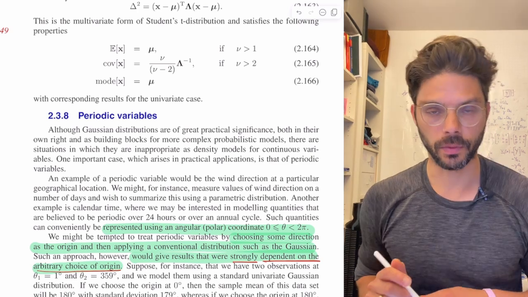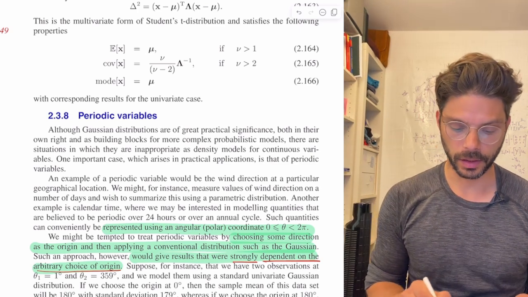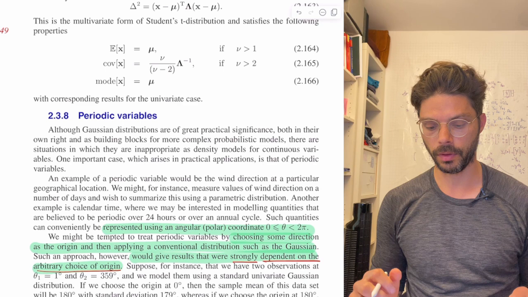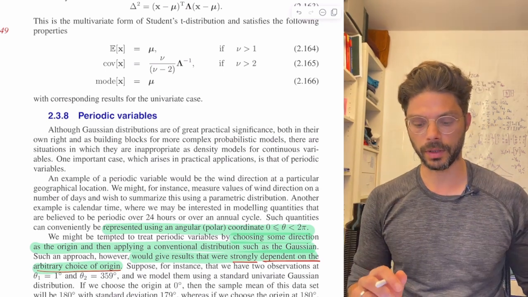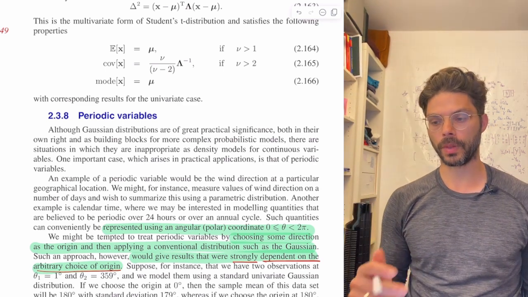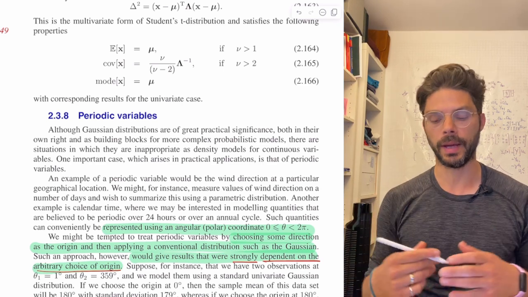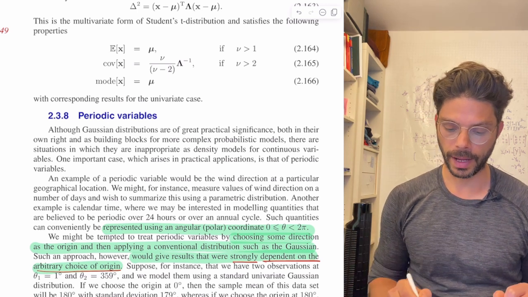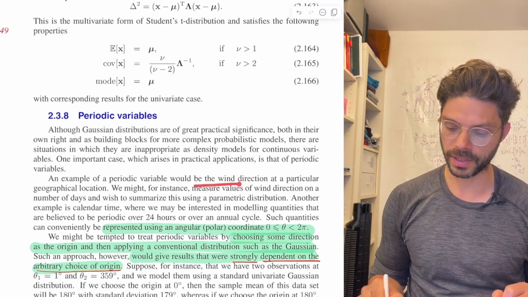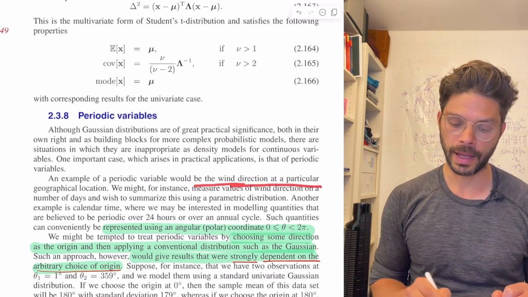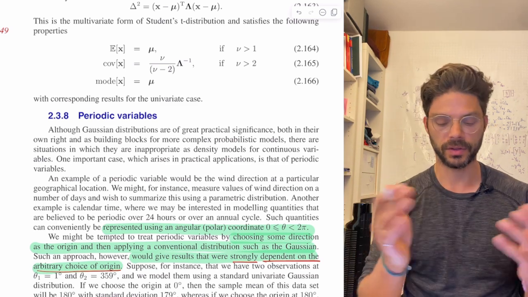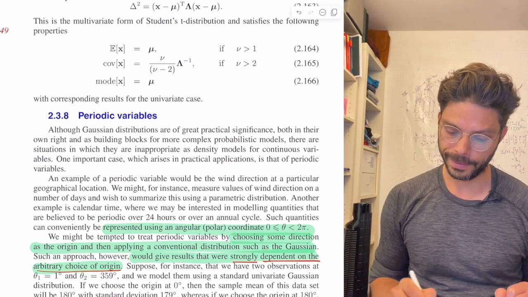Hi folks, we are back and we are at section 2.38 talking about periodic variables. So these are variables that will come up quite frequently depending on the types of data that you're working with. For example, wind direction at a particular geographical location, where you want to put that on 0 to 360 degrees.